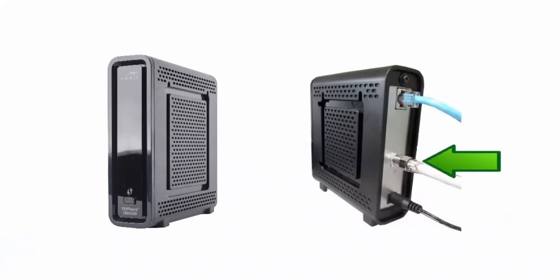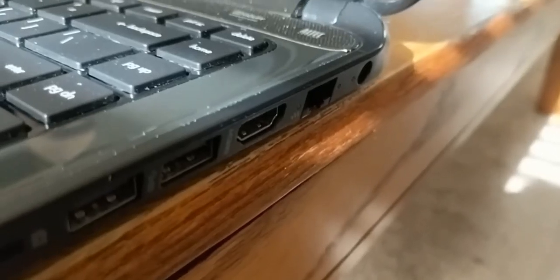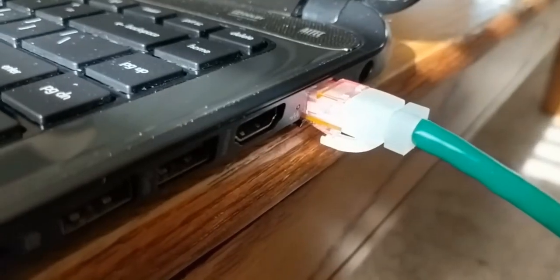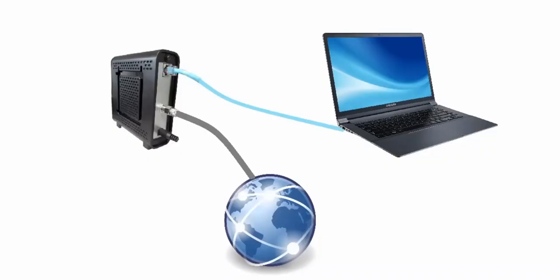Hooking it up is easy. Screw on the cable line to the modem, and then an Ethernet cable into the back of the modem, and then the other side to your laptop. This is the most basic setup, even though it's not ideal nor recommended. More on that later. Your laptop will be assigned an IP address by the ISP, and it will now have an internet connection through the Ethernet cable.